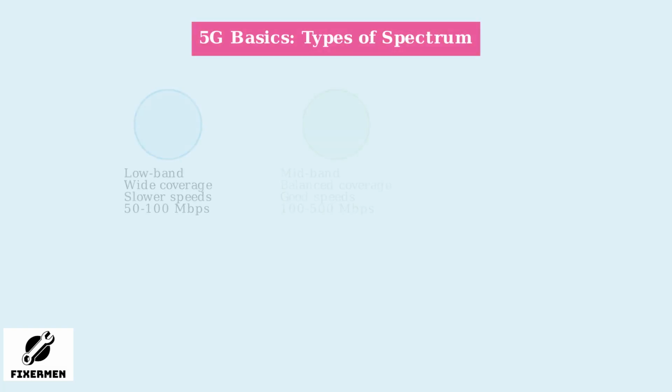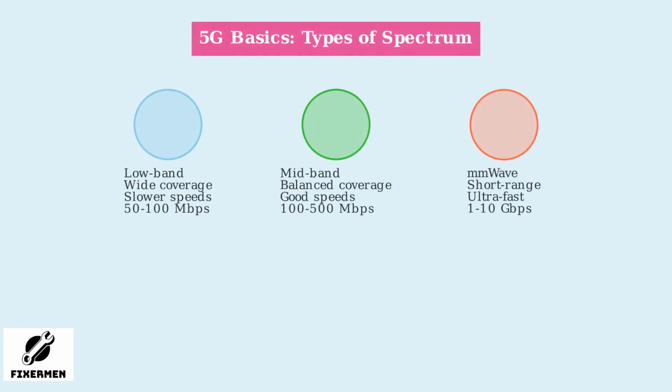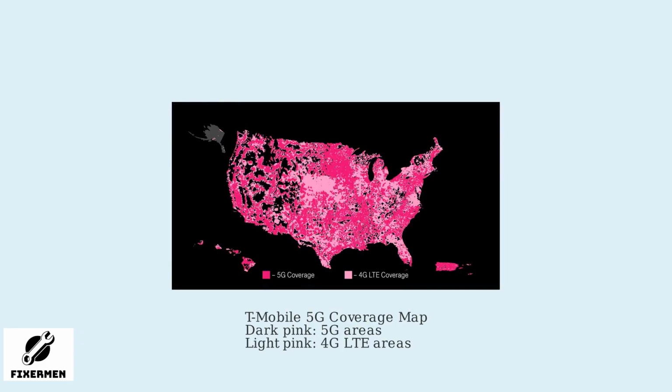Before troubleshooting, let's cover the basics of 5G technology. T-Mobile's 5G network uses three main types of spectrum: low band, mid-band, and millimeter wave, also known as mmWave. Coverage not available messages often appear when you're in an area that lacks mid-band or mmWave coverage, or if your device doesn't support the available frequency bands in your location.